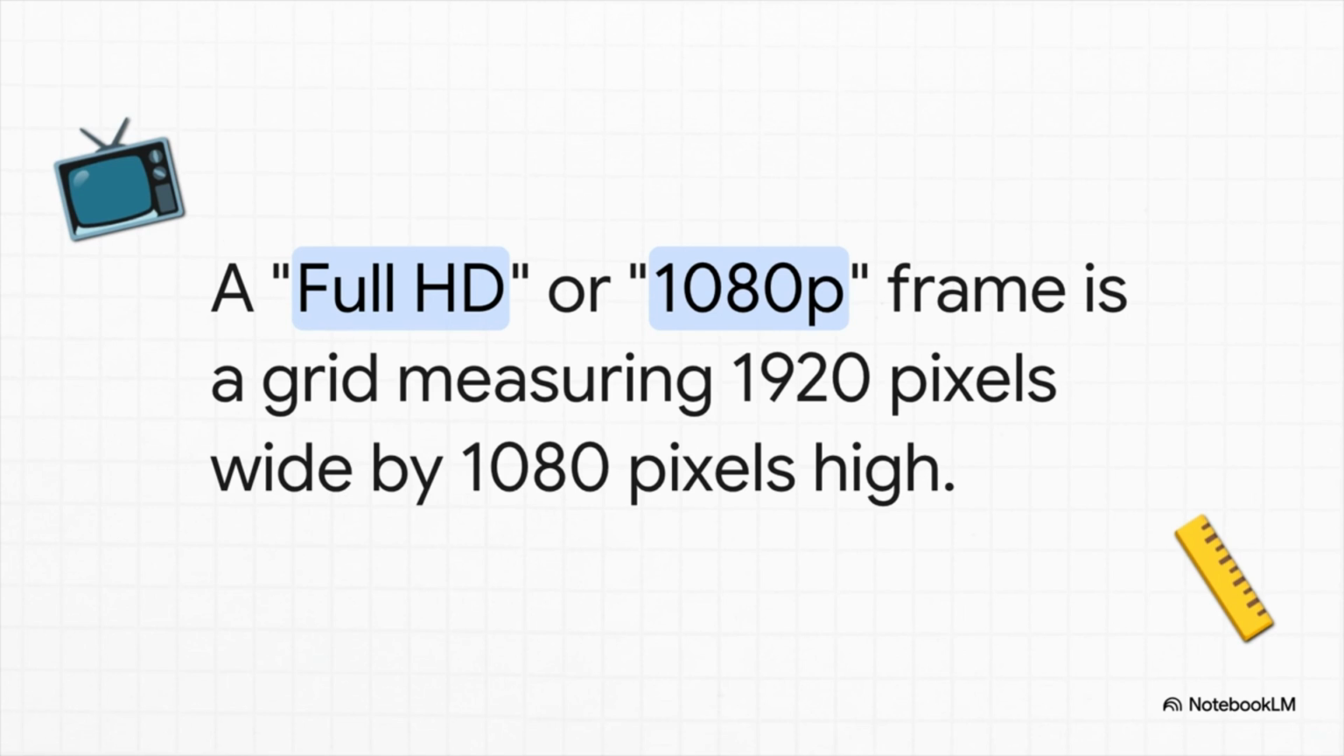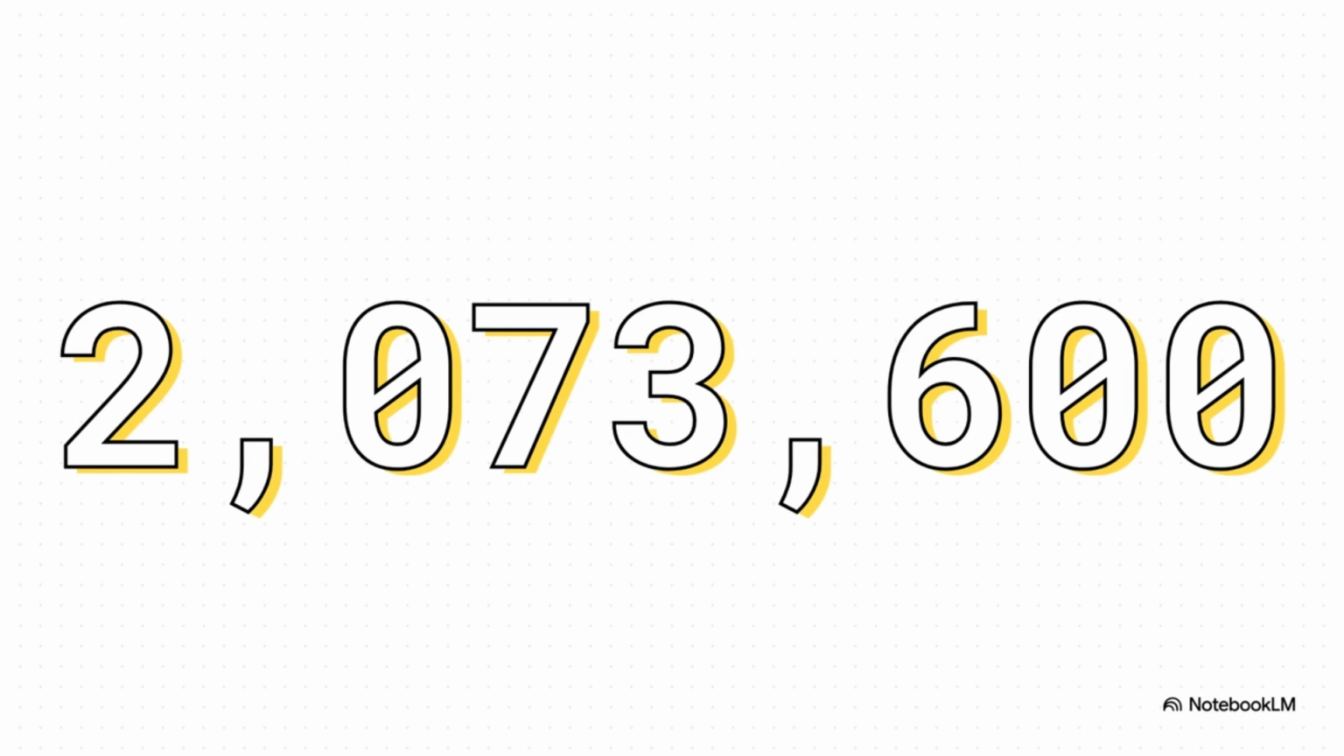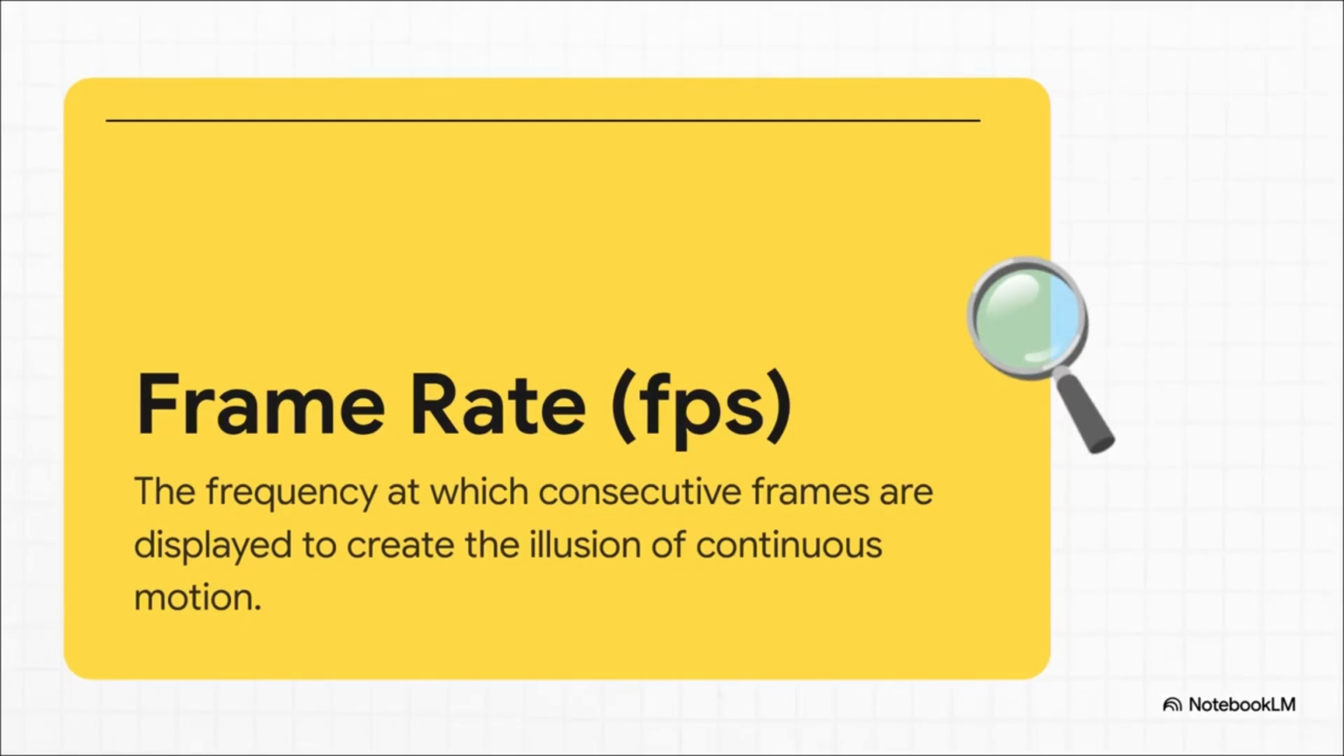Simple as that. So if you do that simple multiplication, you get this. Over 2 million pixels. That's 2 million tiny dots. And remember, each one needs its own 3 bytes of color data just to create one single static picture. We're not even at the video part of video yet. And this is where the magic really starts to happen.